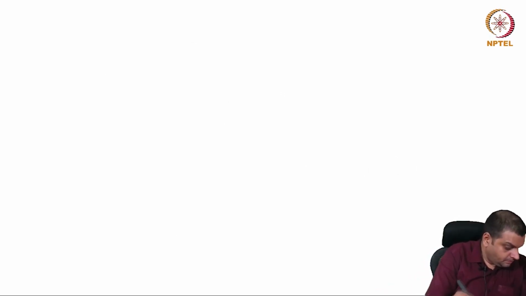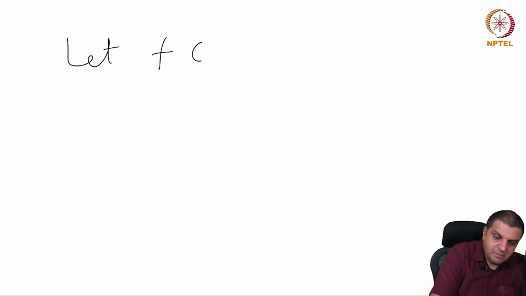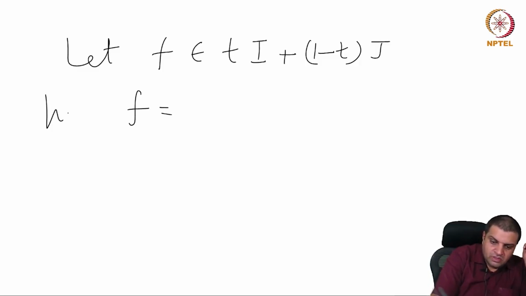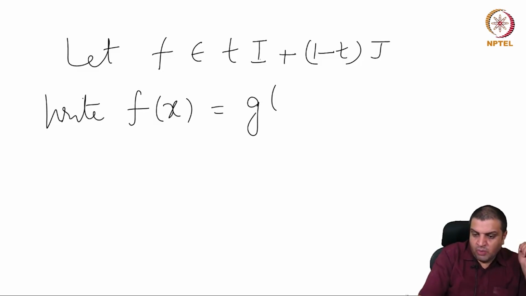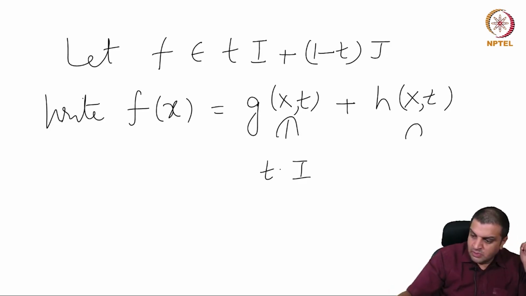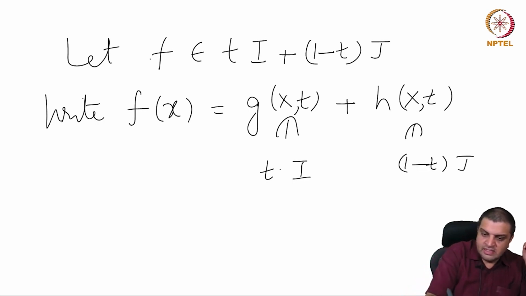So now the other direction. Let F be inside Ti plus 1 minus T times J. Because it is inside here, we can write F, which is a polynomial of just X, as some polynomial G of X comma T plus some polynomial H of X comma T, where G belongs to T times I and H belongs to 1 minus T times J. We are just saying that F is in the sum of these two ideals, so take one part from here and one part from there.